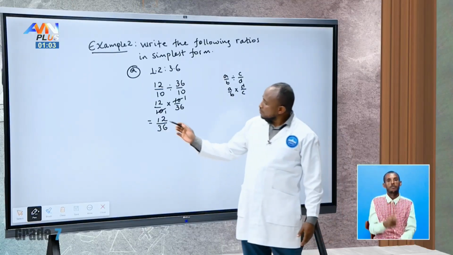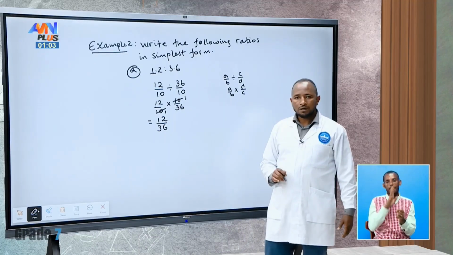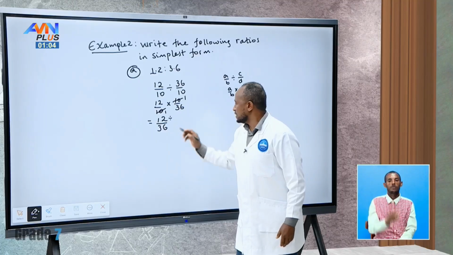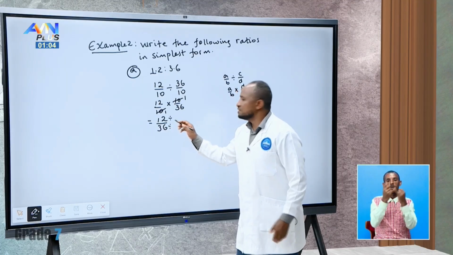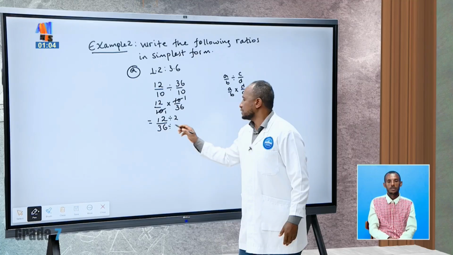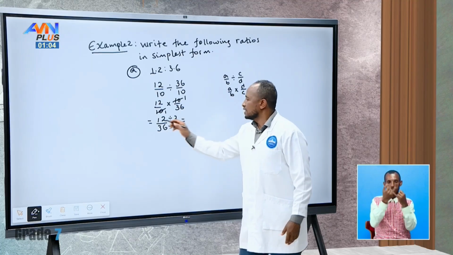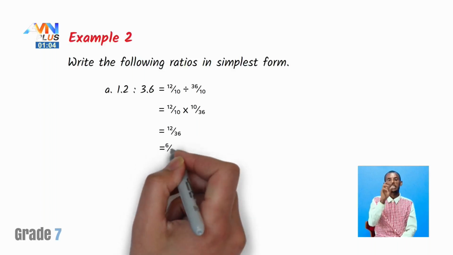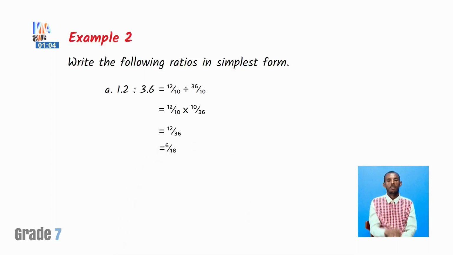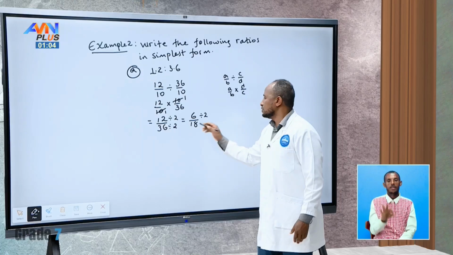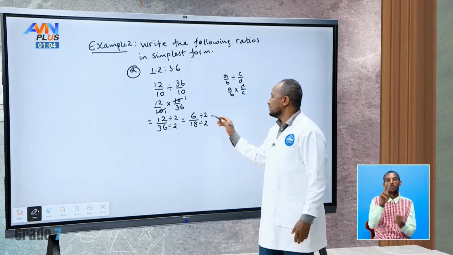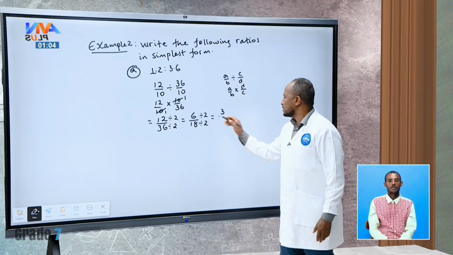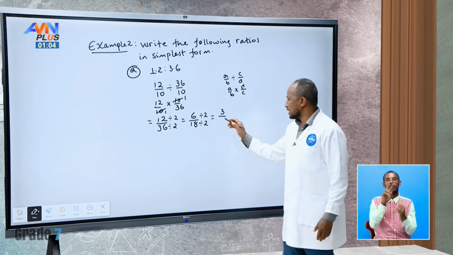Both can be divisible by 12, but to see it in detail, simply divide both by 2 first. 12 divided by 2 is 6, and 36 divided by 2 is 18. Again, you can divide this by 2. 6 divided by 2 is 3, and 18 divided by 2 is 9.